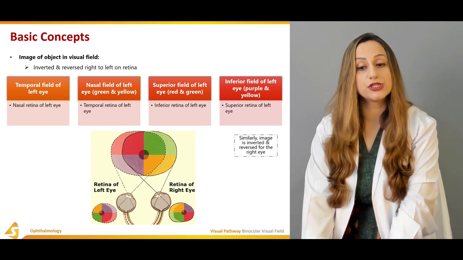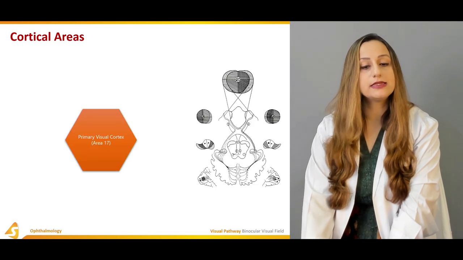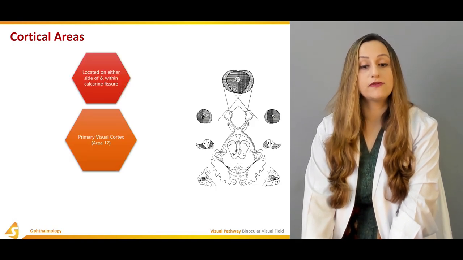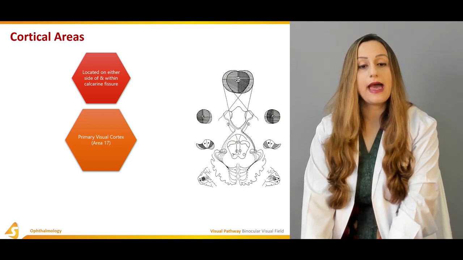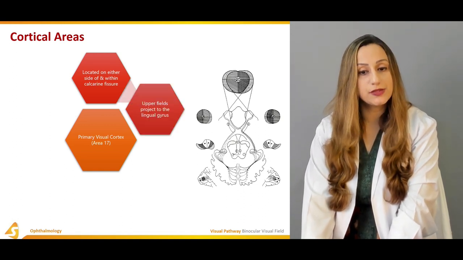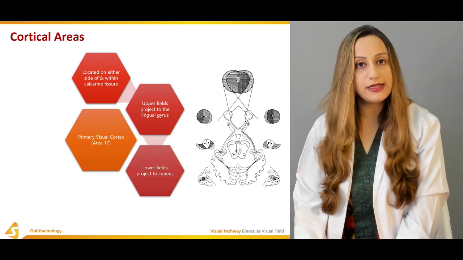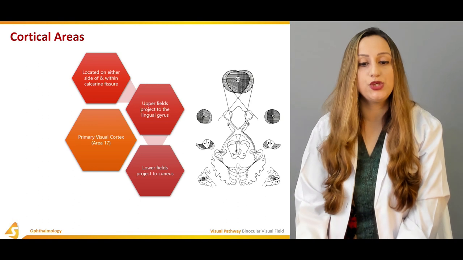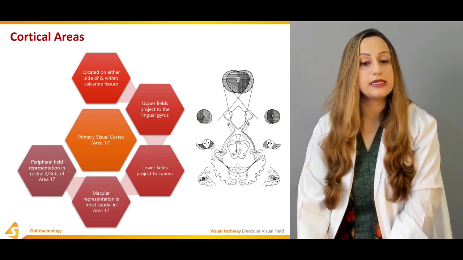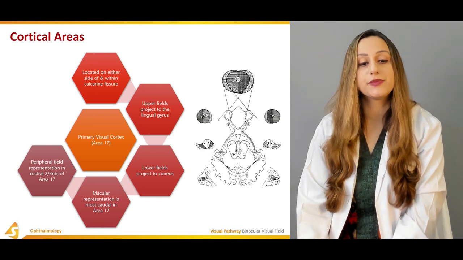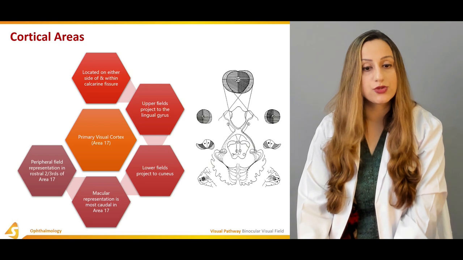Similarly, images are inverted and reversed for the right eye as well. Knowing the cortical areas, the primary visual cortex, area 17, is very important over here, located on either side of and within the calcarine fissure. Upper fields project to the lingual gyrus. The lower fields project to the cuneus, and the macular representation in the most caudal area 17 is involved. The peripheral field representation in the rostral two-thirds of area 17 is also involved over here.